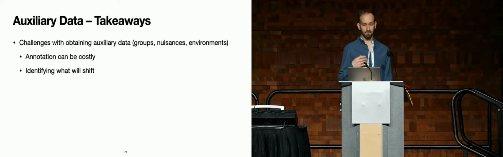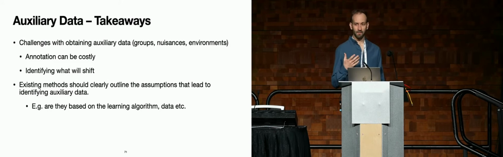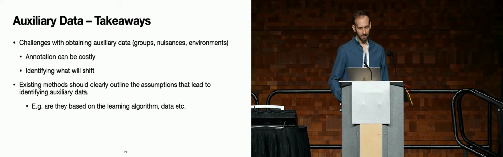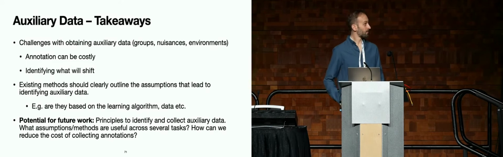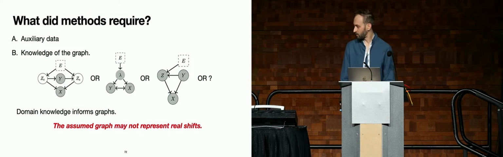So, takeaways about this part. We have challenges of obtaining auxiliary data with groups. There are challenges regarding annotation cost, and about identifying what is it that will shift. And one thing that we're suggesting towards progress in this field is that existing methods should clearly state what it is that they assume about the data, which leads to identifying the auxiliary data that we need. And there is a lot of potential here for future work about different methods that can yield auxiliary data and different assumptions.